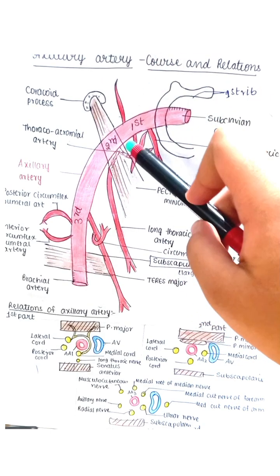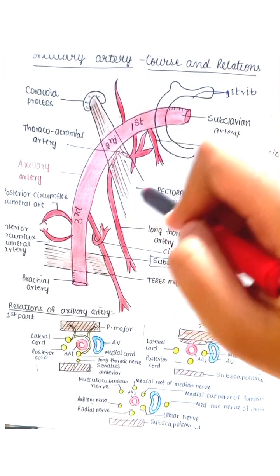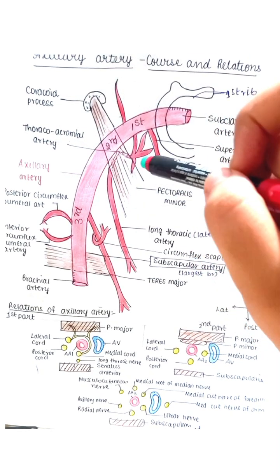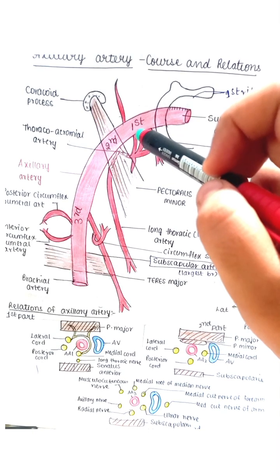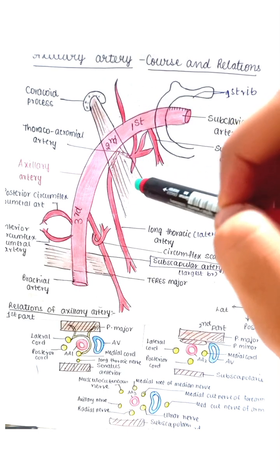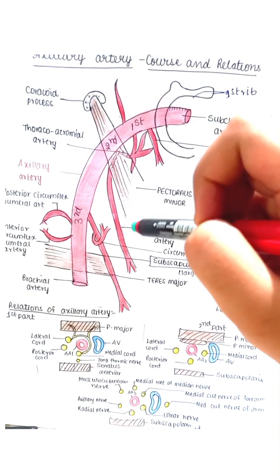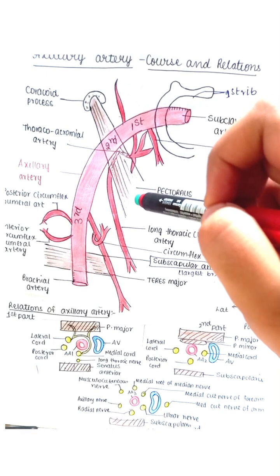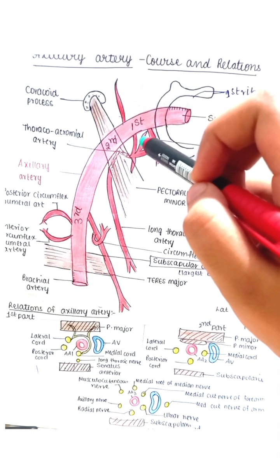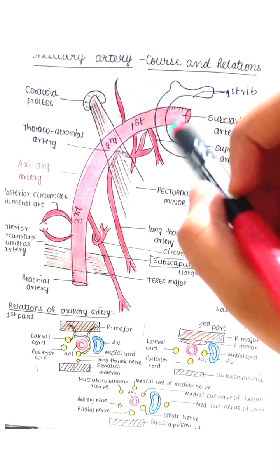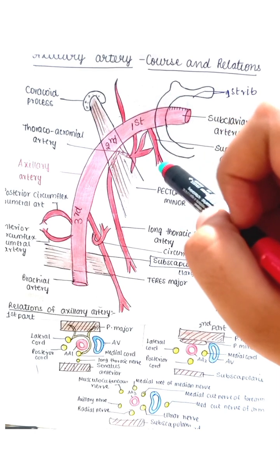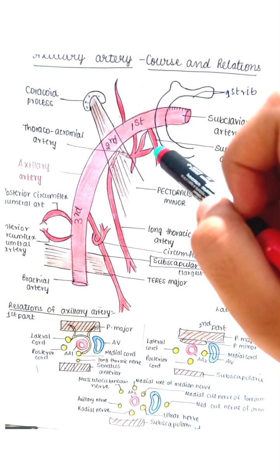This thoracoacromial artery is unique because it pierces the clavipectoral fascia and gives off four branches. One is the pectoral branch, another is the clavicular branch, then the deltoid branch, and the acromial branch. The pectoral branch supplies the pectoral muscles. The clavicular branch supplies the sternoclavicular joint and subclavius muscle. The deltoid branch runs in the deltopectoral groove, and the acromial branch ends by joining the anastomosis over the acromion process.